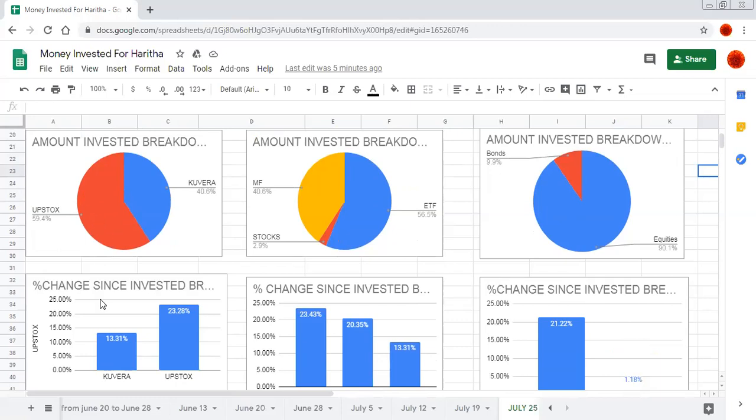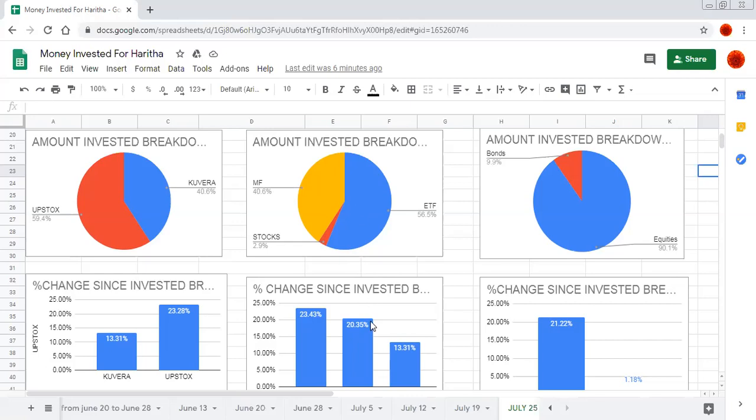Now we'll combine these two graphs because both are based on the mobile app. One graph says how much I invested, and the other says how much profit I earned. Combining them, I invested the highest amount in Upstocks, 59.4%, and I got the highest profit in Upstocks too, 23.28%. I invested second highest in Kuvera, 40.6%, and got the second highest profit in Kuvera, 13.31%.